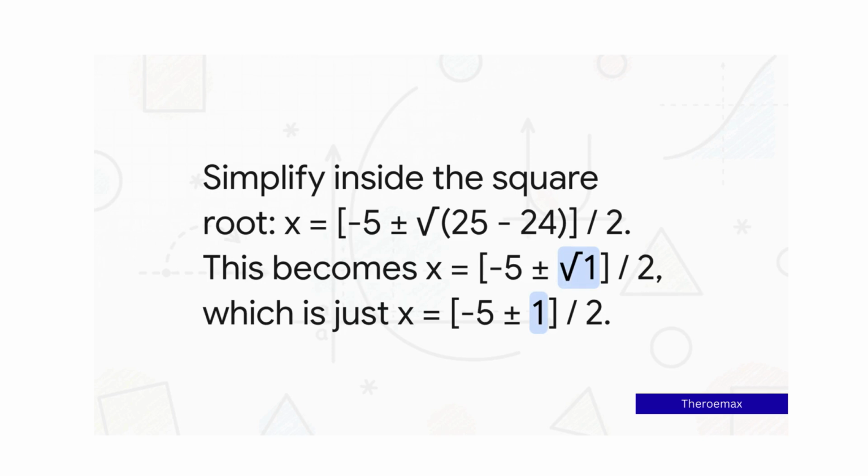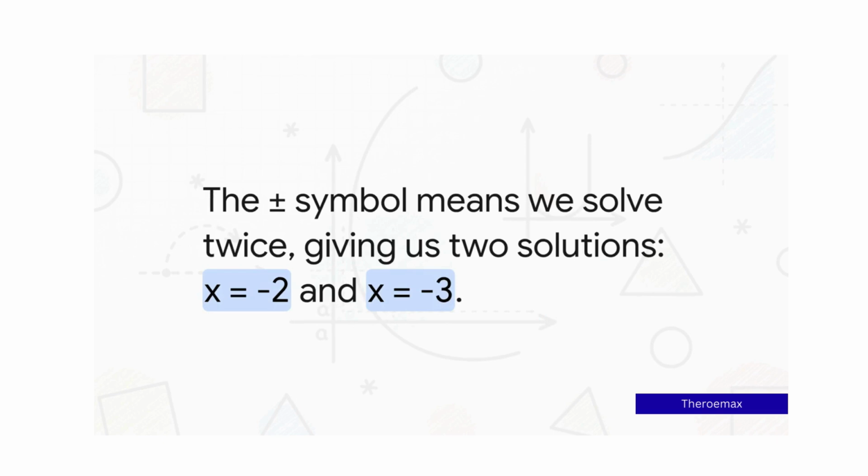Let's start simplifying. Inside that square root, we've got 5 squared, which is 25, minus 4 times 1 times 6, which is 24. So 25 minus 24 is just 1. And the square root of 1 is, well, it's just 1. We are so close now! And now for the grand finale, finding our 2 solutions.